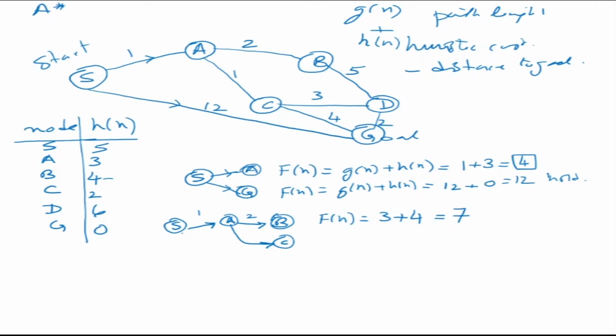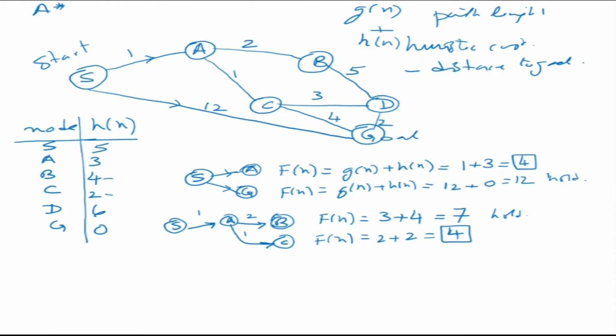Now what about from S to A to C? Now if you look A to C, Fn will be equal to, to get to C you have come from S to A, which is 1, and then A to C it is 1, so it is 2 plus the heuristic cost for C is 2, so it is 4. Now out of 7 and 4, this one is smaller, so I box it, and I keep this on hold. Which basically means that I'm going from S to A to C.